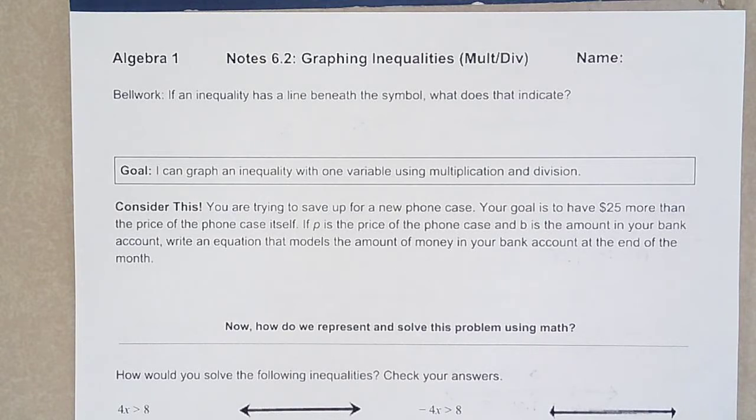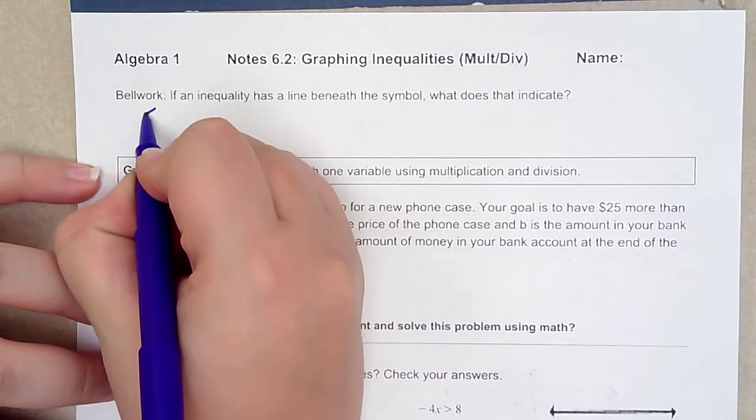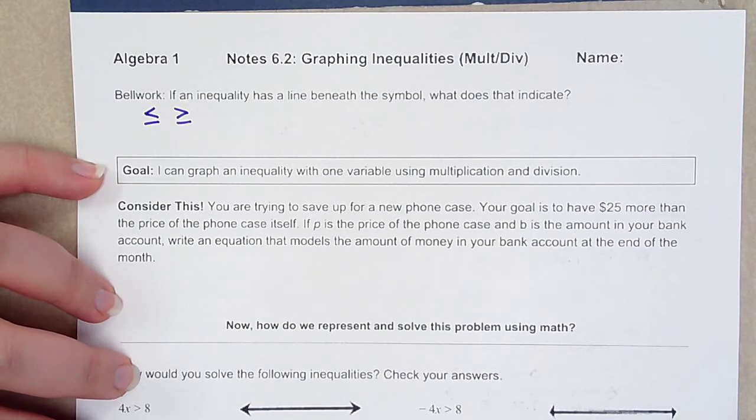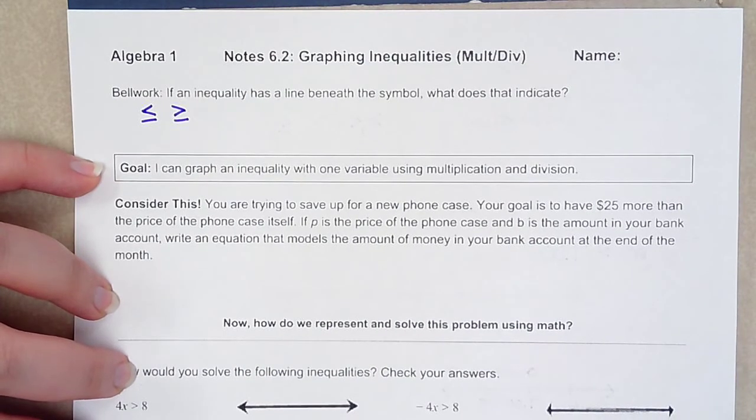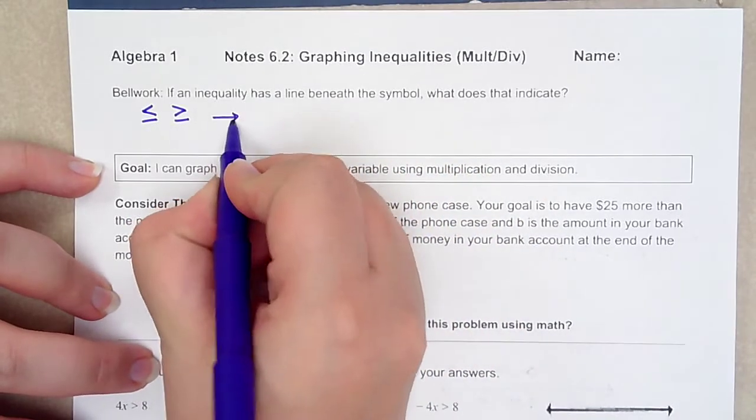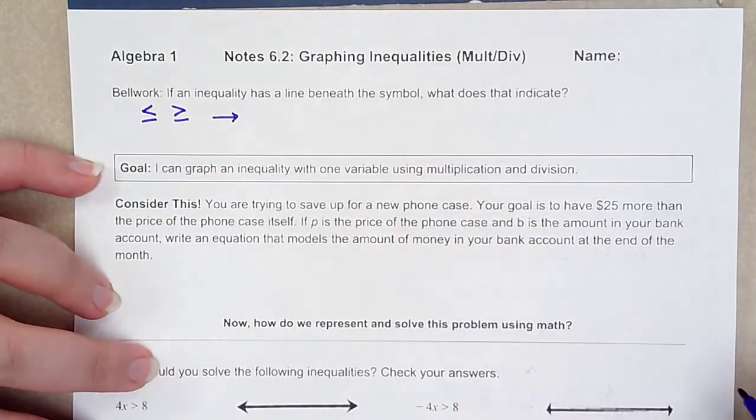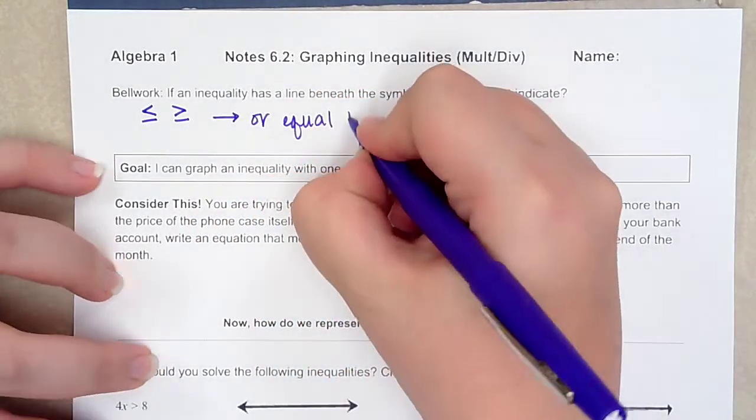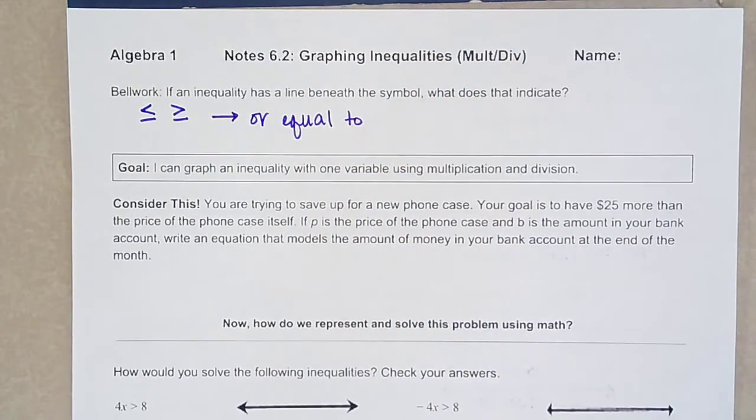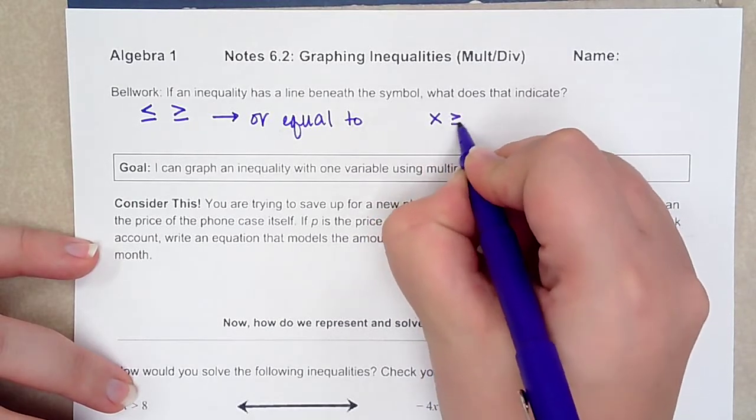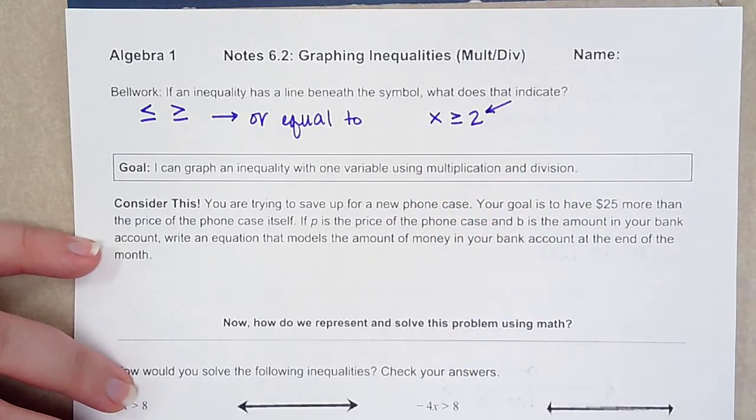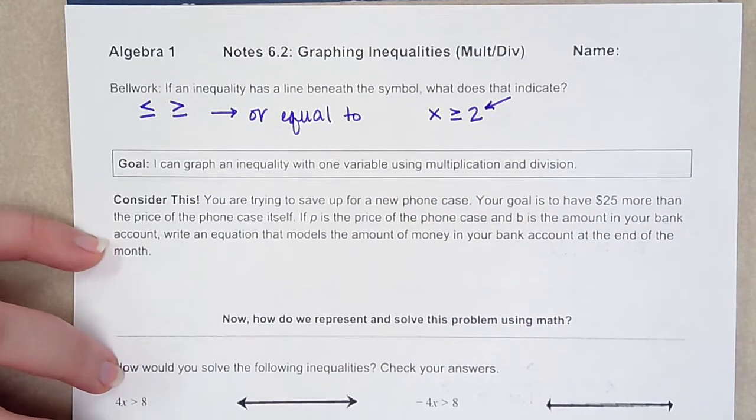Quick bell work. If an inequality has a line beneath the symbol, meaning it looks like one of these, what does that indicate? Take a minute to answer yourself. All right. An inequality that has the line beneath the symbol means that it is greater than or equal to. So whatever value we're talking about is also included. If I have an inequality that says x is greater than or equal to 2, that means I include 2 in my solution.